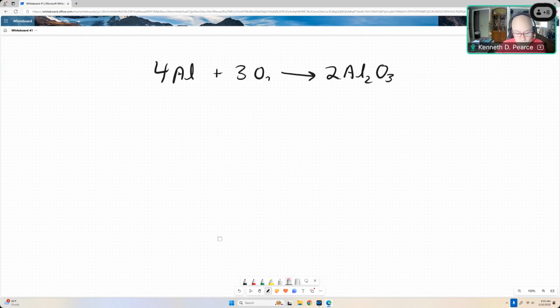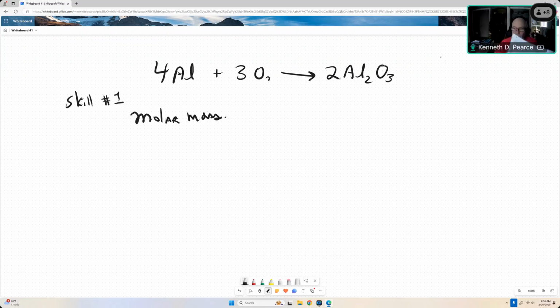Now, the first thing that we need to be able to do is calculate what's called a molar mass. This is our first skill, number 1. You have to be able to do this. If you can't do this, you can't do anything. Now it's not hard, and this is why I asked you to have your periodic table out and a calculator.